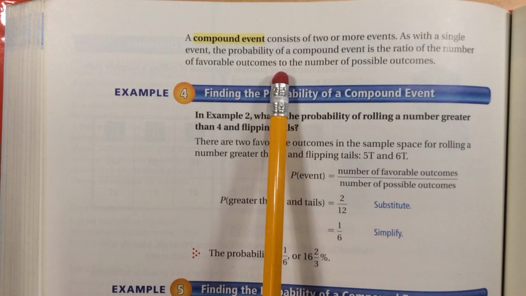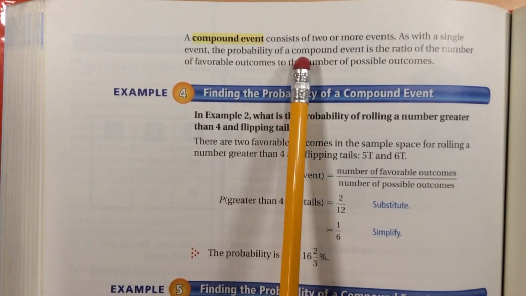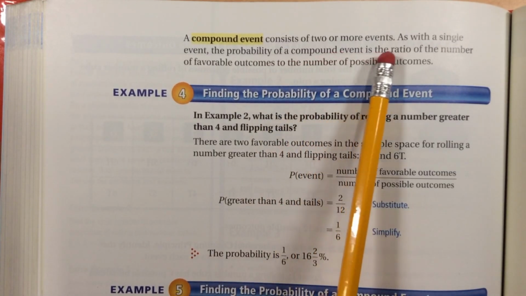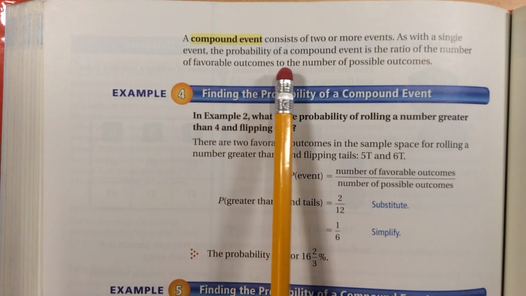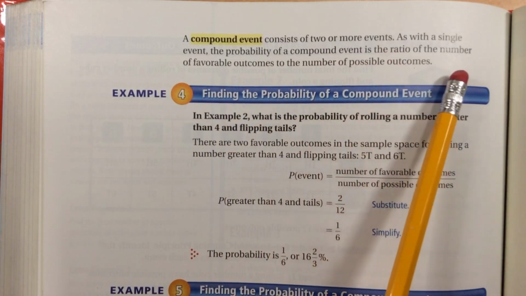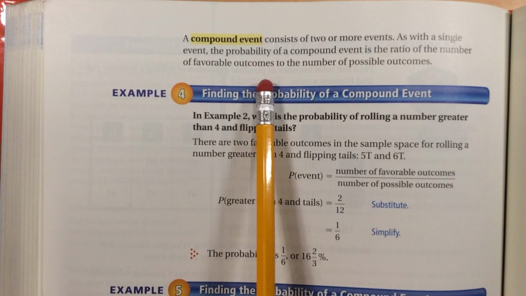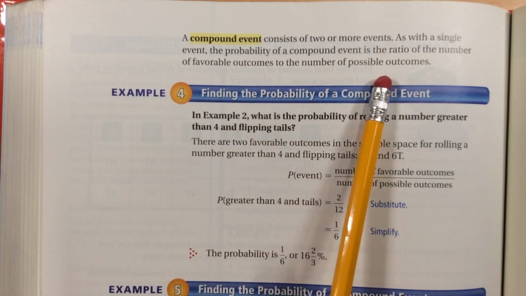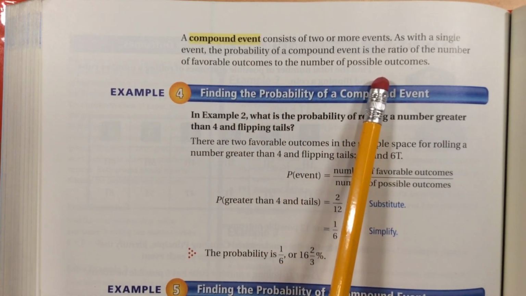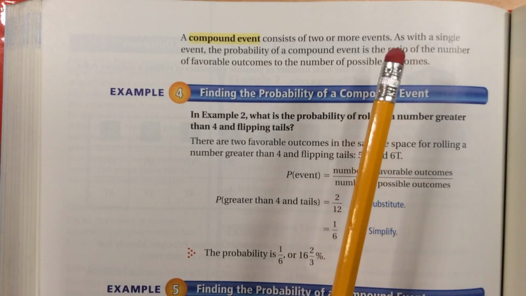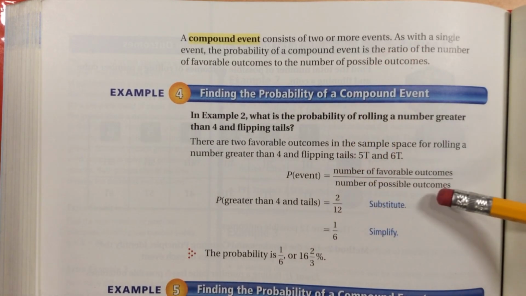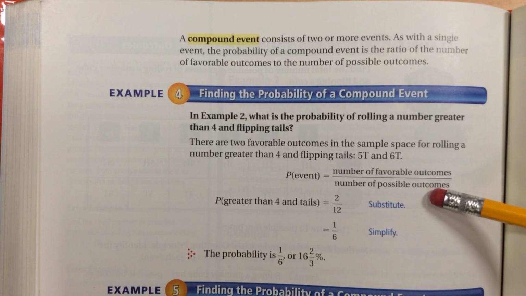So a compound event, which is what we've been talking about, consists of 2 or more events. As with a single event, the probability of a compound event is the ratio of the number of favorable outcomes to the number of possible outcomes. So we would use the fundamental counting principle to find the number of possible outcomes, the denominator for our probability.